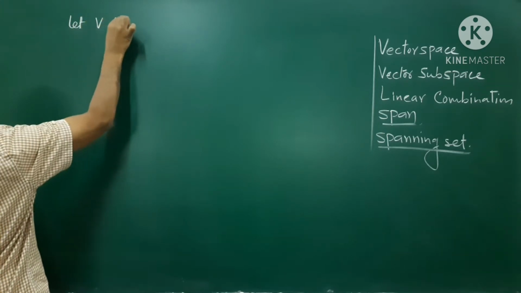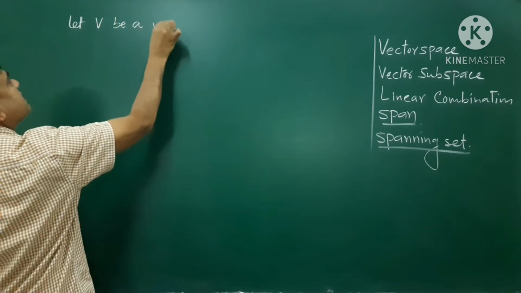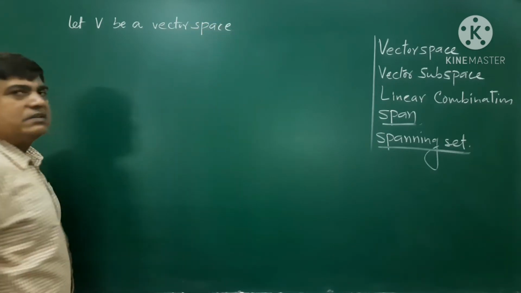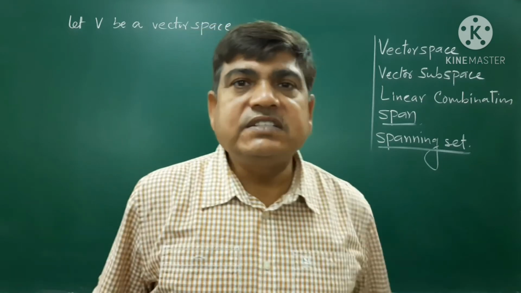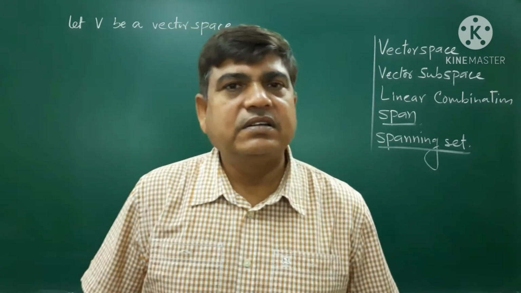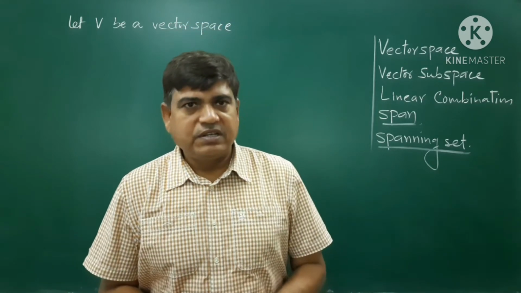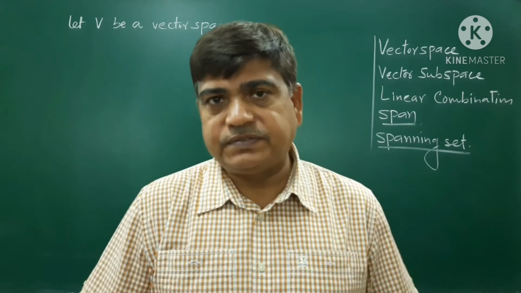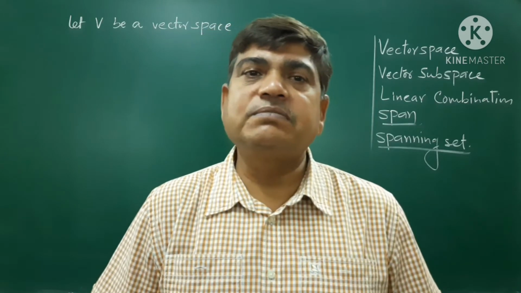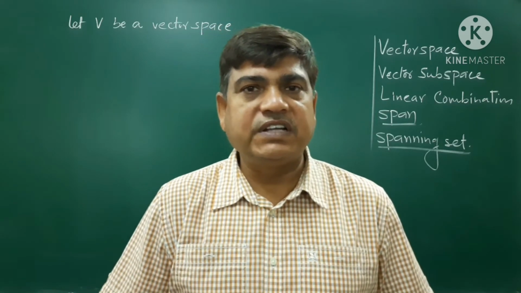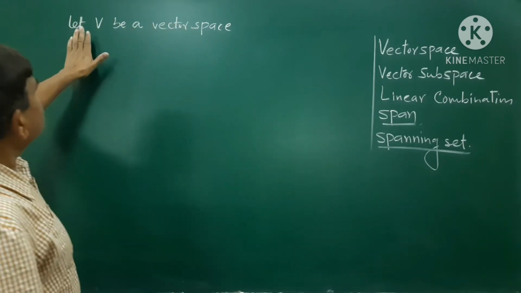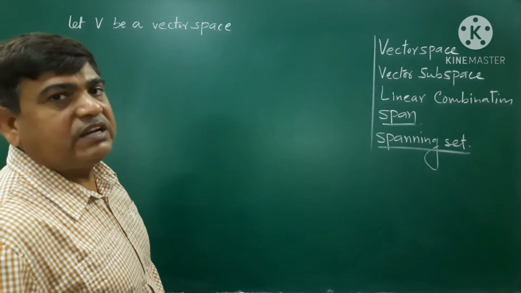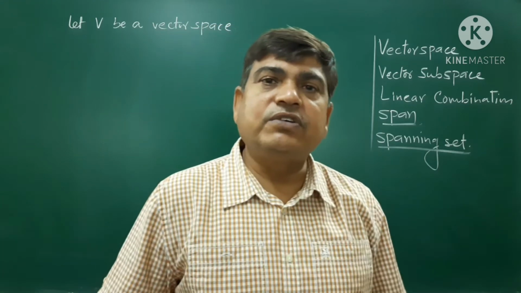Let V be a vector space. As you know, if I write V be a vector space, then it is understood that V is a vector space over the field F. F may be a set of complex numbers or set of real numbers, whatever it is. Here we assume the field is a set of real numbers.